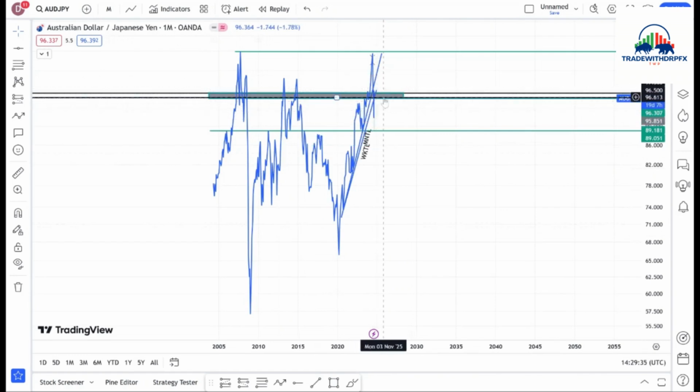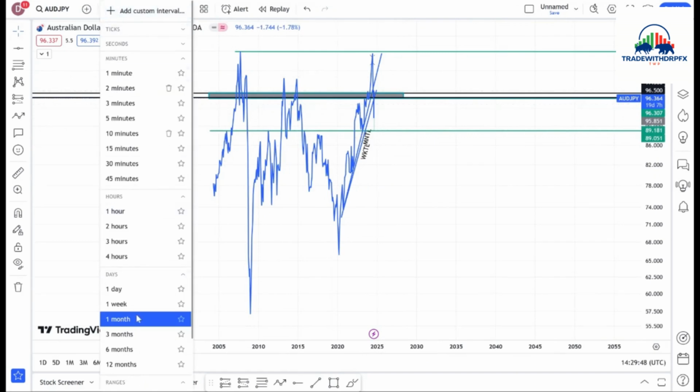Our target here is here. So that is just from the monthly time frame. From the monthly time frame, we already know what we are looking for. So we'll go to the weekly time frame to see what we have.